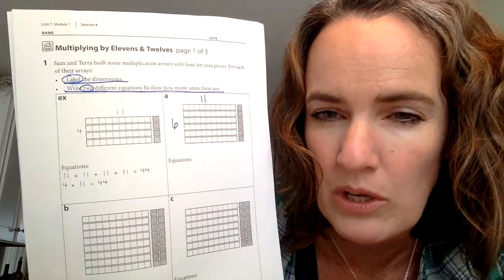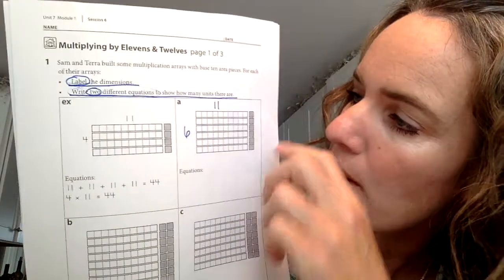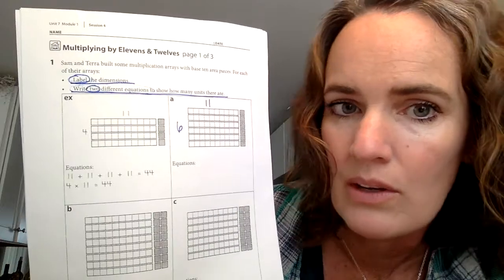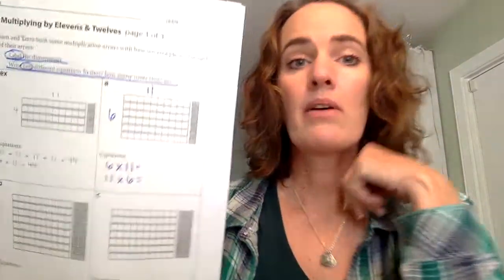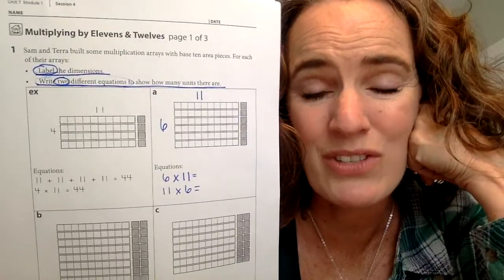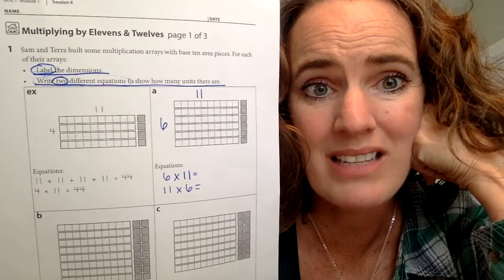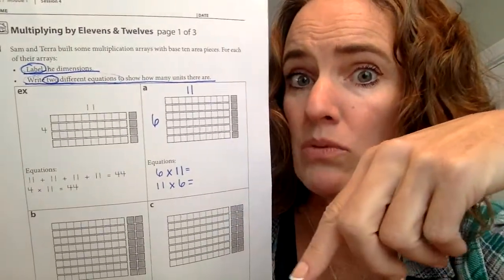What's an equation we could write for this array or area model with 6 and 11? 6 times 11, yeah, I totally agree. Could you flip-flop it and write 11 times 6? Yeah, you could. 6 times 11. I think I'm going to do that. 11 times 6. So I just flip-flopped that. Okay, now I can't just write the equations. I have to solve it, right? It says show how many units there are.